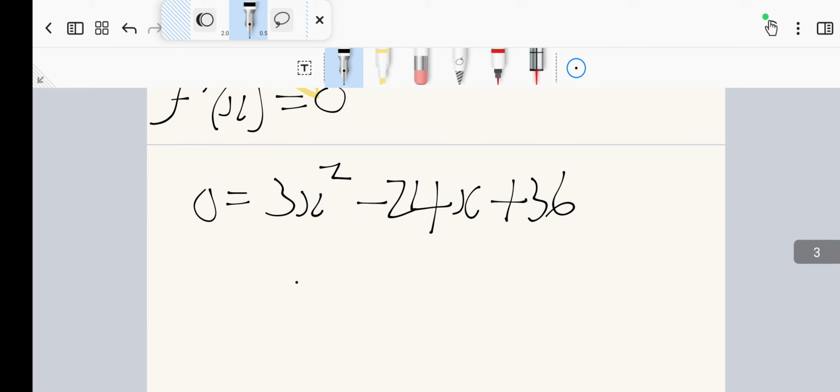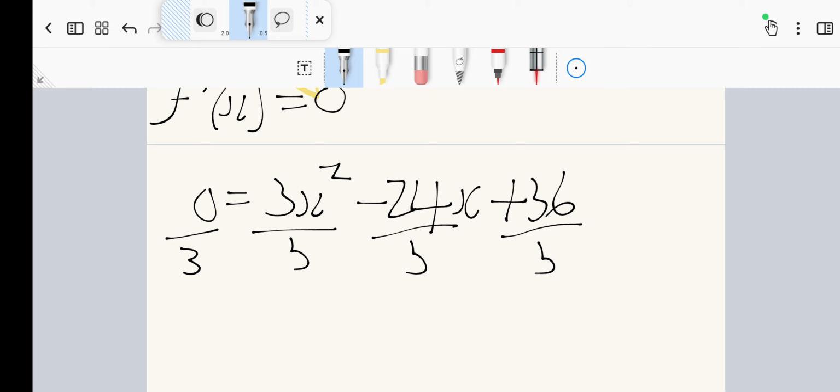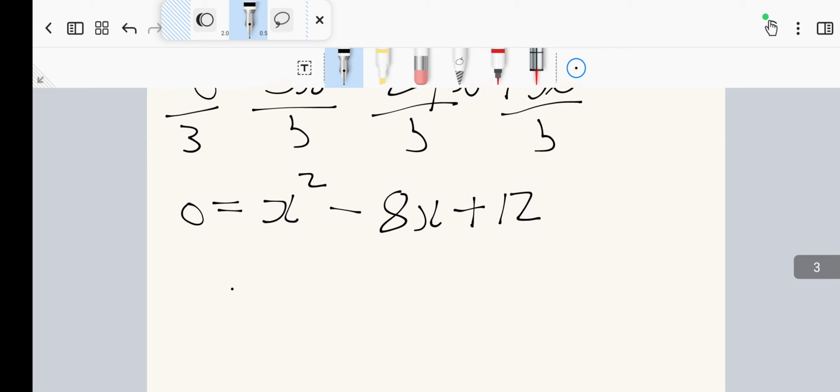Great. There's a 3 that's a common factor, so everything's going to divide by 3. So I'm going to divide that by 3 also, so you remember that all your terms are going to be divided by 3. So 0 is going to equal x squared minus 8x plus 12. Okay, there's another trinomial for us.